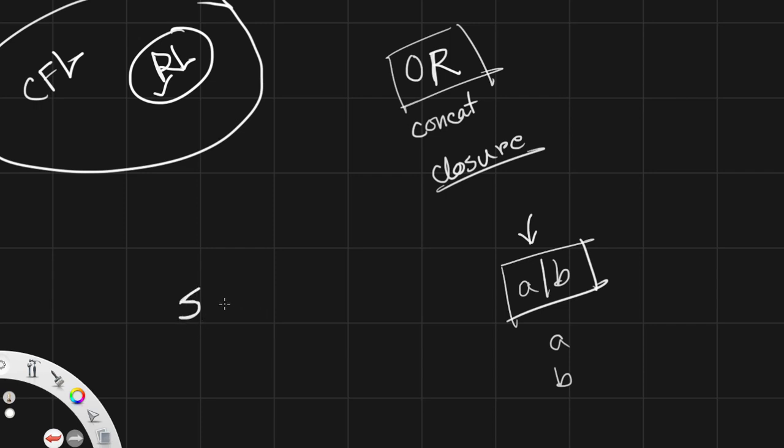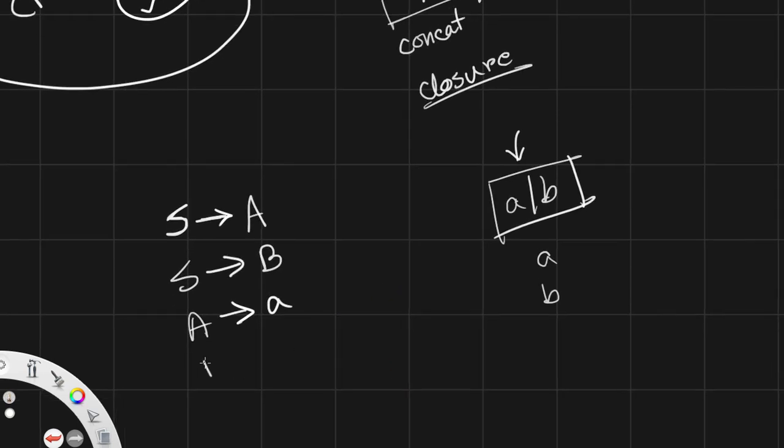This is a must. S can be converted into, let's say, A. S can also be converted into B. A can be converted into the terminal A, and B can be converted into the terminal B. Looks good, right? Using this grammar, S can either be A or B, and in turn A can produce the terminal A and B the terminal B.